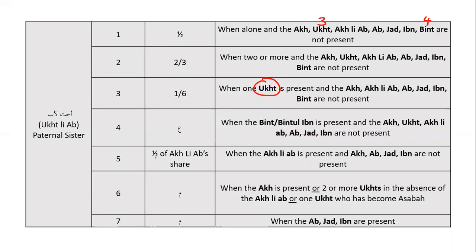Condition number 5 reads, 1/2 of the Akh li'ab's share when the Akh li'ab is present and the Akh, Ab, Jad, Ibn are not present. So the Akh li'ab, we write here Akh li'ab, condition number 5. And condition number 6 and 7, in both conditions, the Ukht li'ab is mahroom. Condition number 6, when she is mahroom when the Akh is present. So the Akh over here, condition number 6.